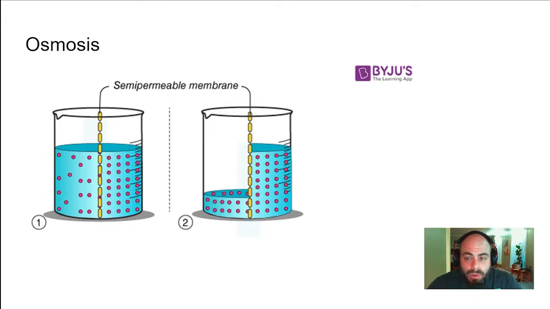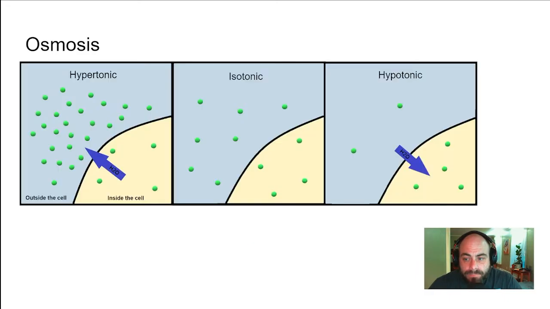However, when water moves, it's not typically referring to the amount of water. Rather, it refers to the amount of solute in an area. So let's look at that. These words, hypertonic, isotonic, and hypotonic, have to do with the amount of solute in an area. Hyper means more. Hypo means less.